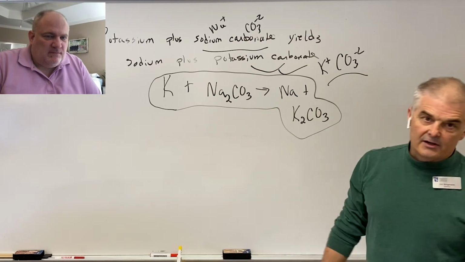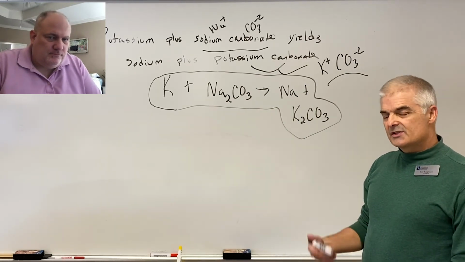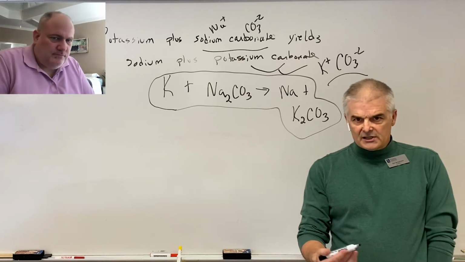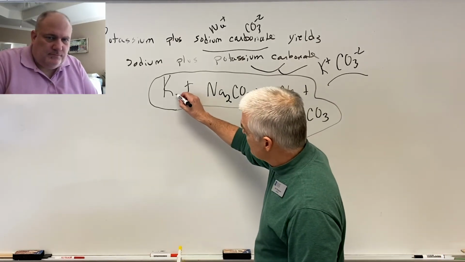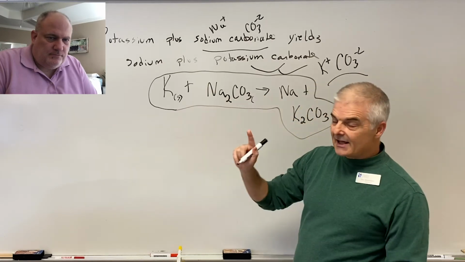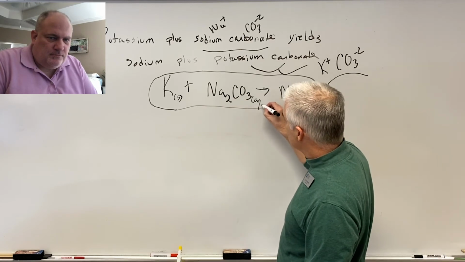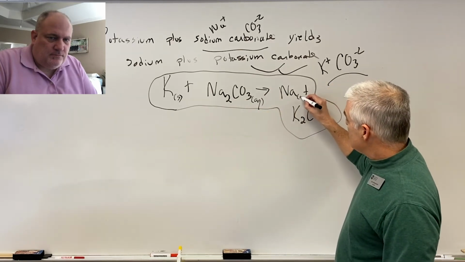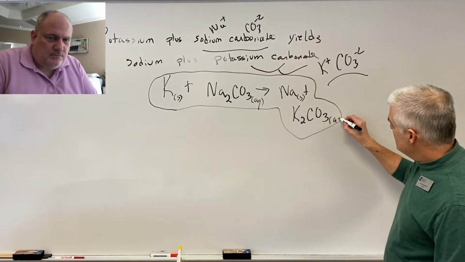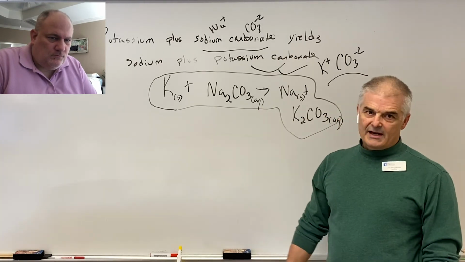Let me say one other thing here, is that we can also, in general, figure out what our states of matter are. If you look at the periodic table, most metals are going to be solid, so we could actually say K solid. Na2CO3, when you have an ionic compound, they're almost always going to be aqueous. And this will be solid again, and this will also be aqueous. You can actually determine the state of matter from that. We're going to talk some more about that in class, though.